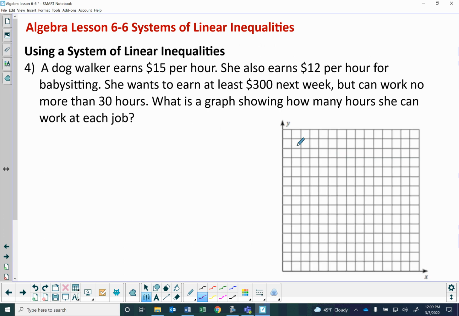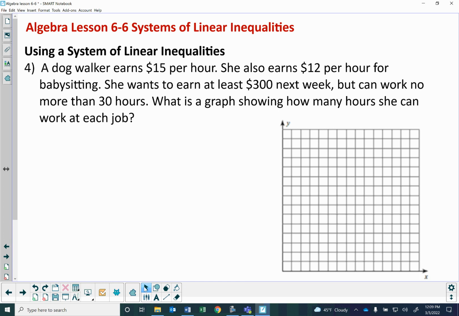The last thing we're going to do is look at a real-world situation. You can use systems of inequalities to solve real-world problems. Here's a good example of one. A dog walker earns $15 per hour. She also earns $12 per hour for babysitting. She wants to earn at least $300 next week, but she can only work 30 hours max. She can work no more than 30 hours. What is a graph showing how many hours she can work at each job?